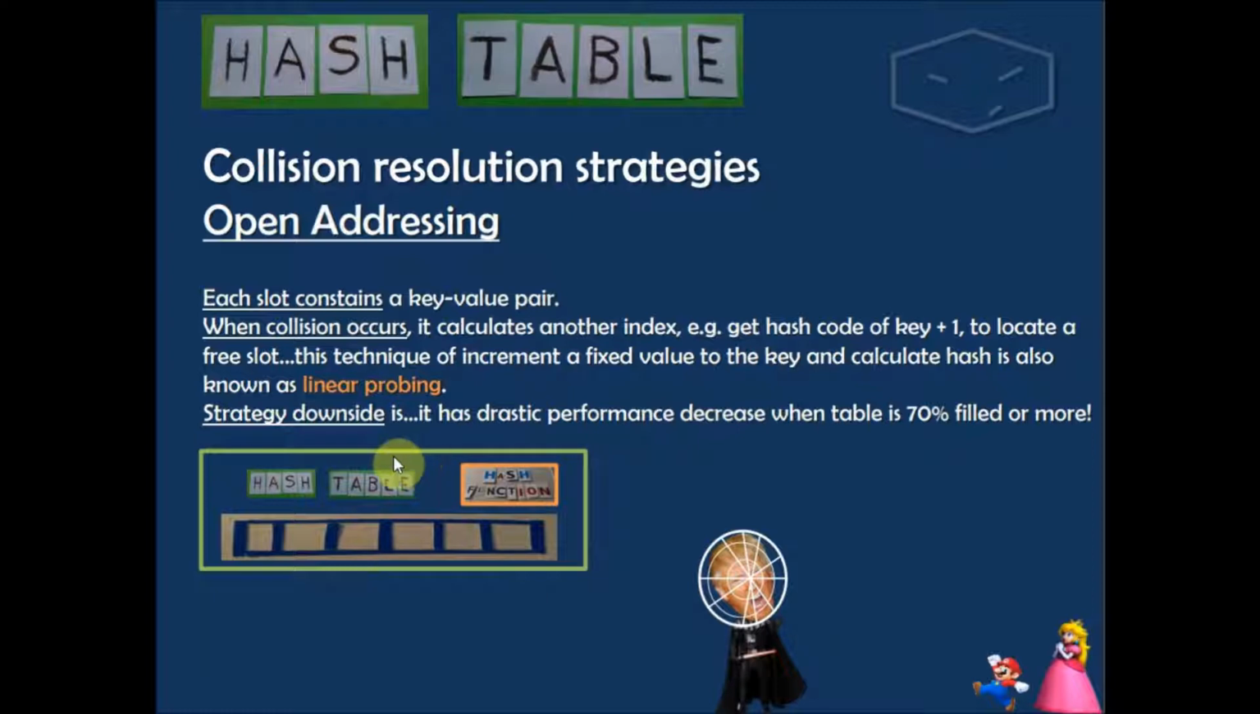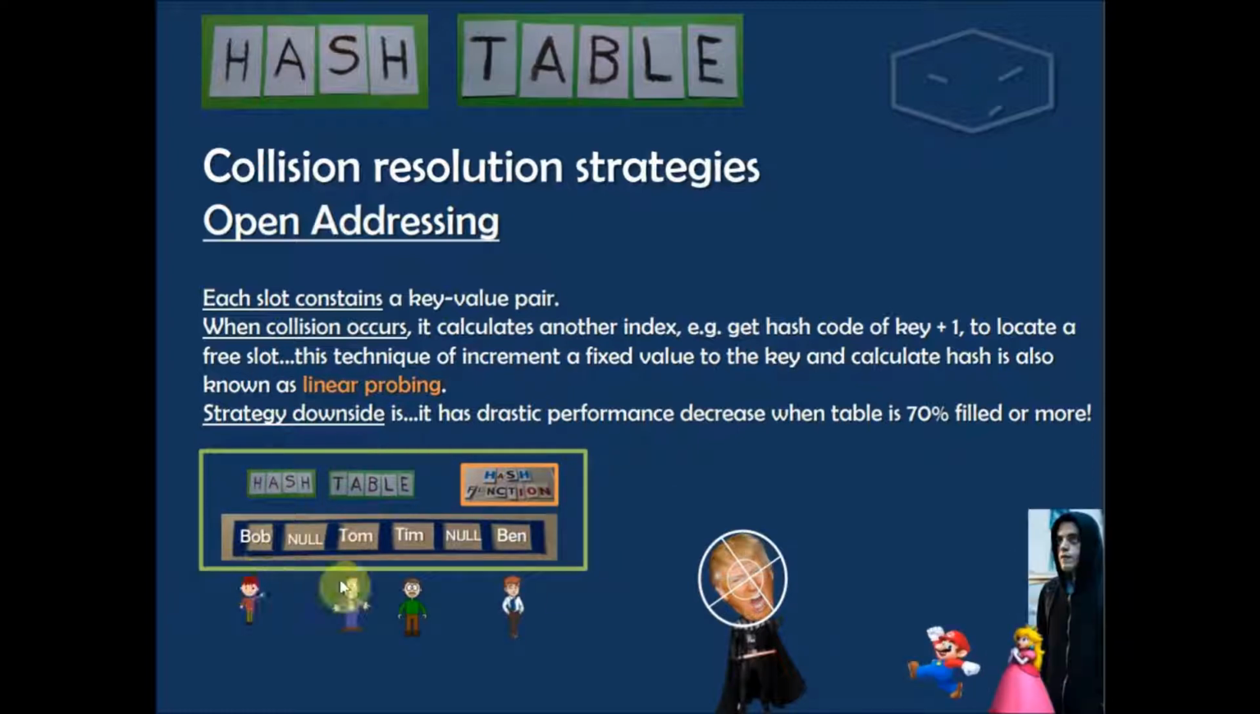Let's see this visually. We have a hash table and we have people. Tom and Tim generate the same hash code, but Tom arrived first, so he goes here. Tim goes here, but Tom is already in this position, so we generate a new hash code and Tim goes to the next position. Ben and Bob is the same thing, but Ben is in the last position of the array, so Bob goes to the first position of the array, okay?